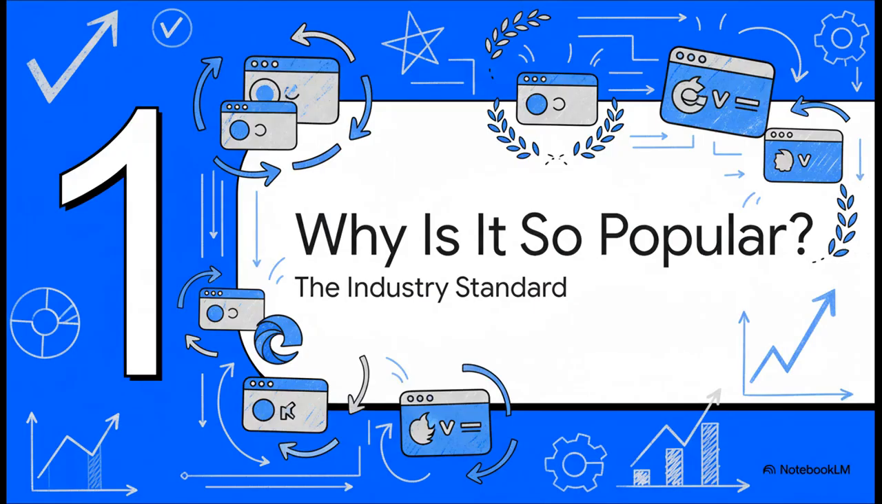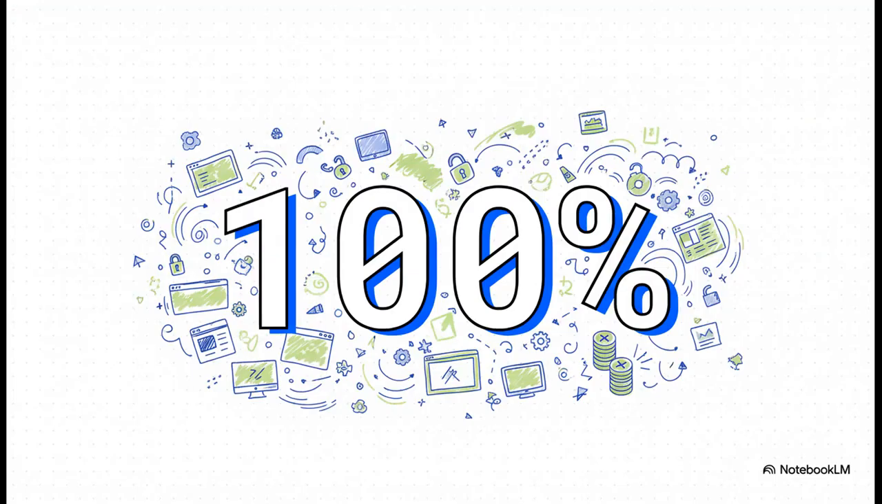So, you might be thinking, if it only does that one thing, why is it such a huge deal? What makes Selenium the undisputed industry standard? Well, the biggest reason can be summed up with this number right here, 100%. That's how much it costs you. It is 100% free and open source. There are no licensing fees, no hidden costs, nothing. It doesn't matter if you're a student working on a tiny project or a massive company. You can just download it and start using it right now for free.